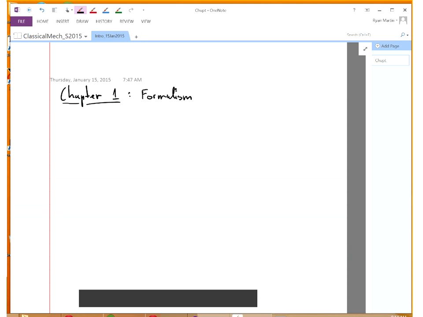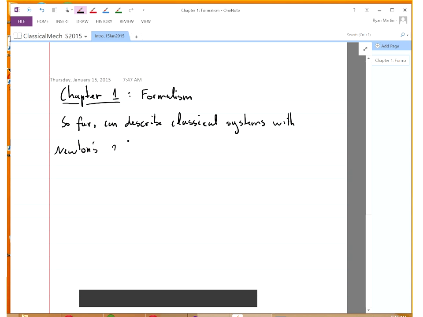So in introductory physics, you've learned to describe classical systems using Newton's second law, right? So far, you can describe classical systems with Newton's second law.